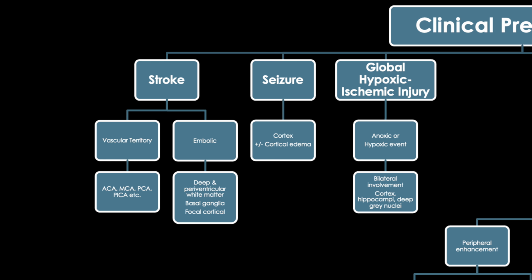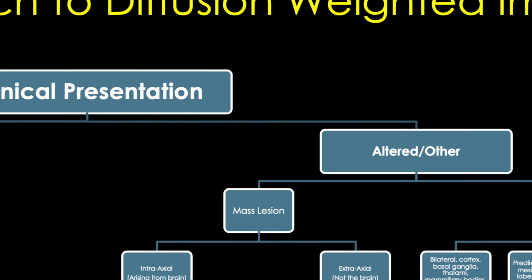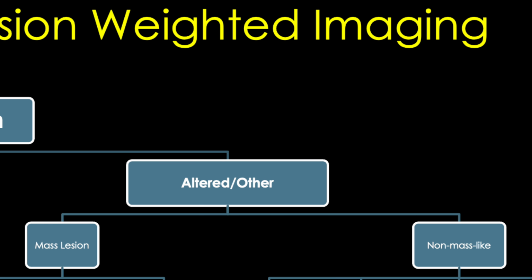If the history does not fit any of these 3 etiologies, and we see abnormal restricted diffusion, we have to do some detective work. So we're going to list all the other etiologies under altered/other. The clinician thinks that there's something wrong with the patient, they're not acting right, or have other nonspecific symptoms that requires imaging to help them figure it out. So an MRI brain is ordered, and we see abnormal restricted diffusion.